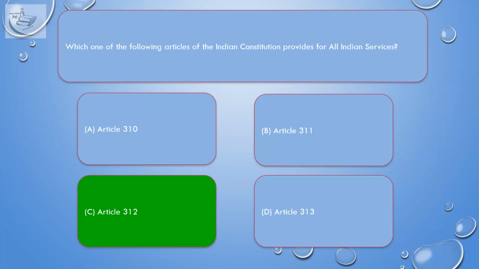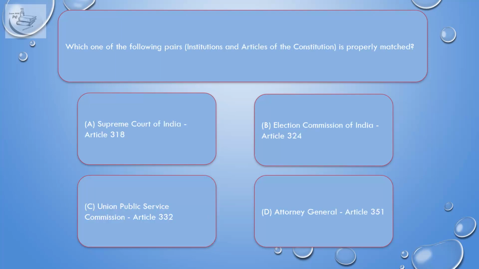Correct answer is C. Article 312. Question: Which one of the following pairs, institutions and articles of the Constitution, is properly matched? A. Supreme Court of India, Article 318. B. Election Commission of India, Article 324. C. Union Public Service Commission, Article 332. D. Attorney General, Article 351.